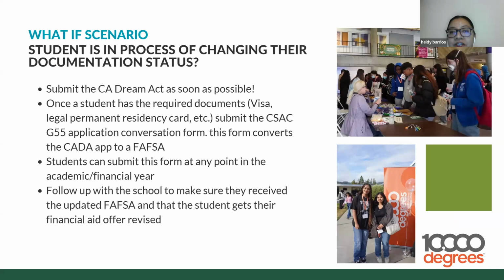And then we have another what-if scenario. If a student is in the process of changing their documentation status, for example, from being undocumented to having legal residency, like a green card, they should submit the California Dream Act as soon as possible to ensure they receive financial aid consideration. Once the student has the required documents like the legal permanent resident card, they can submit the CSAC G55 application conversion form, which allows them to switch their application from the California Dream Act to FAFSA. The student can submit this form at any time during the academic or financial year. After submission, it's crucial to follow up with the school to confirm they received the updated FAFSA and the student's financial aid offer is revised accordingly.